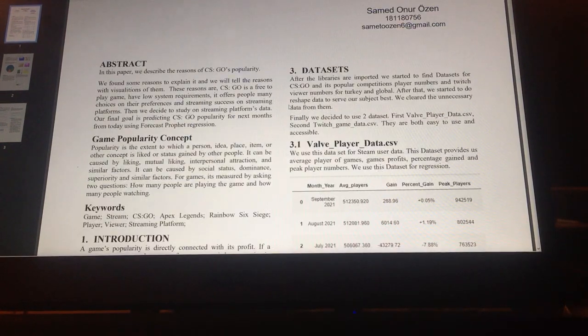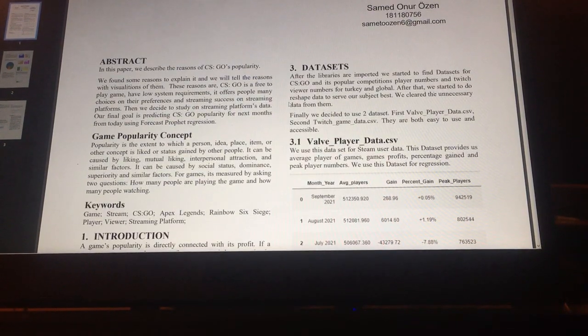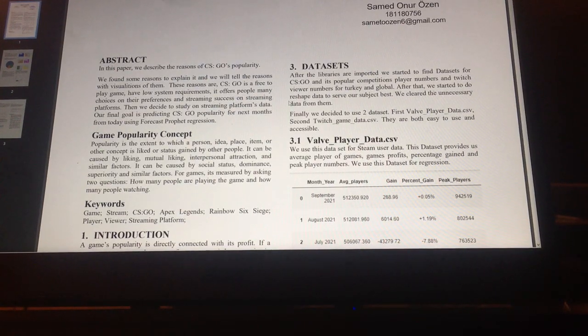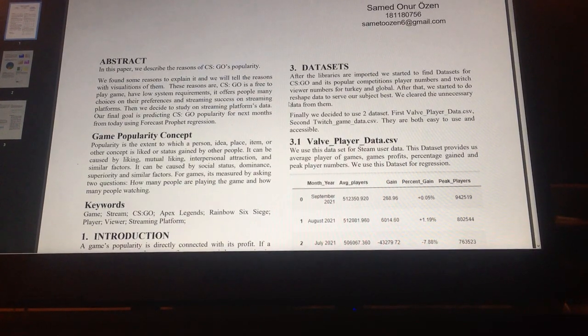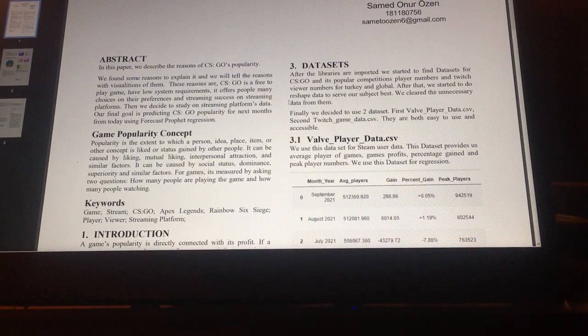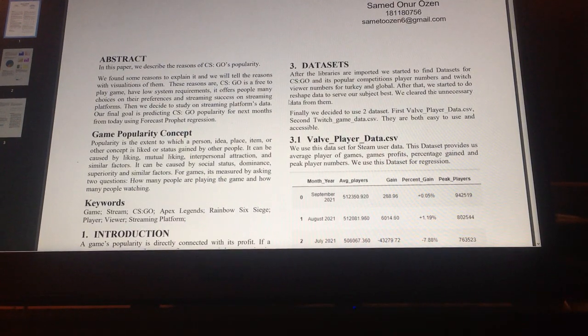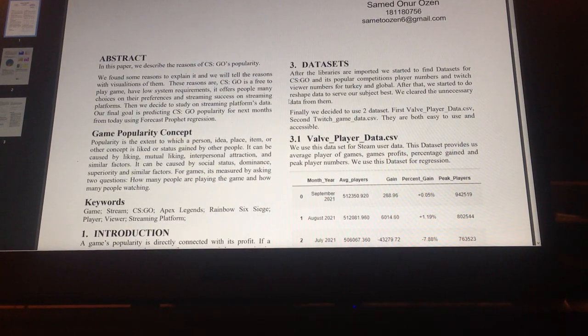In summary, we researched CSGO's popularity reasons. We found some reasons to explain it, and we will tell the reasons with visualizations of them. These reasons are: CSGO is a free-to-play game, has low system requirements, offers people many choices on their preferences, and has streaming success on streaming platforms.